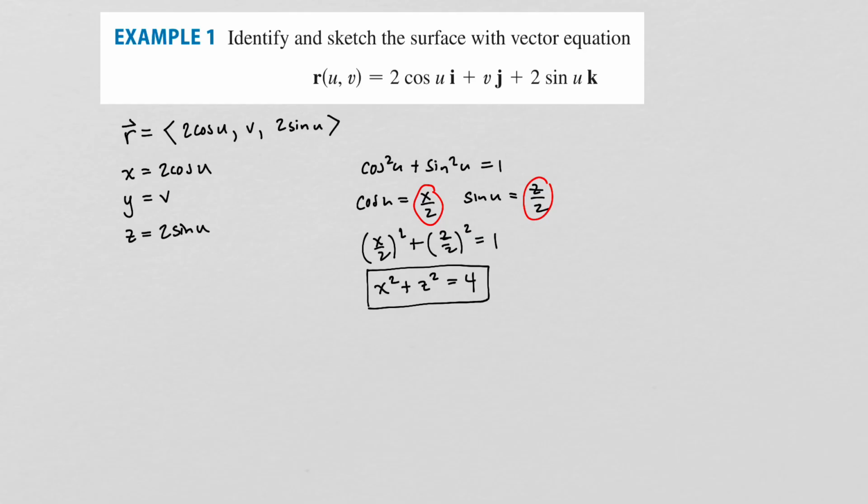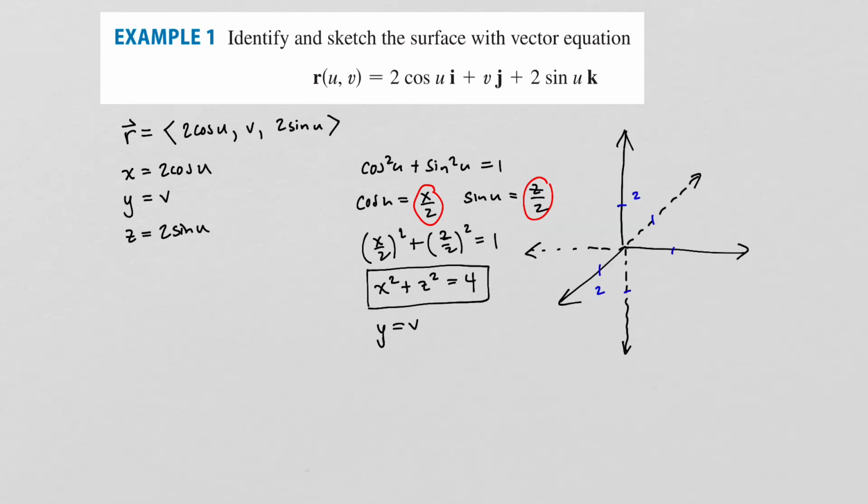And there are no restrictions on the variables u and v, and so this would essentially be a cylinder in R3. Now what about the variable y? Y is simply equal to v, and that means that y can basically be equal to any number. So if we attempt to sketch this, we have a circle in the xz plane, so that is going to look something like this. And then y can be any number, so what we're going to get here is an infinite cylinder, which looks something like this.